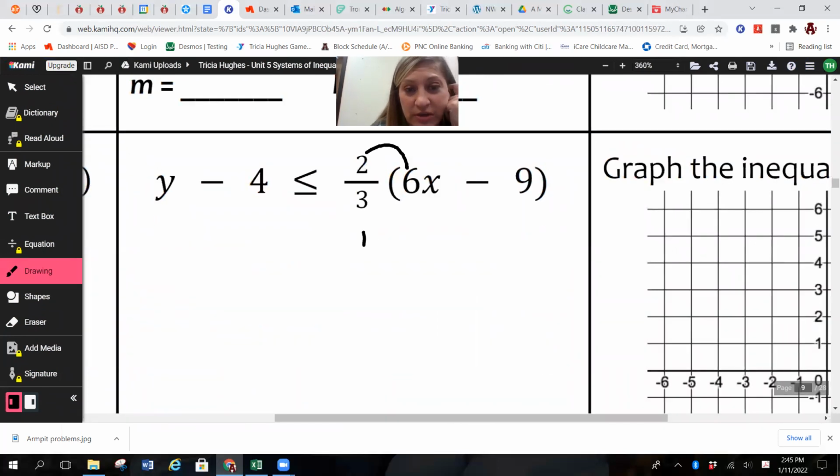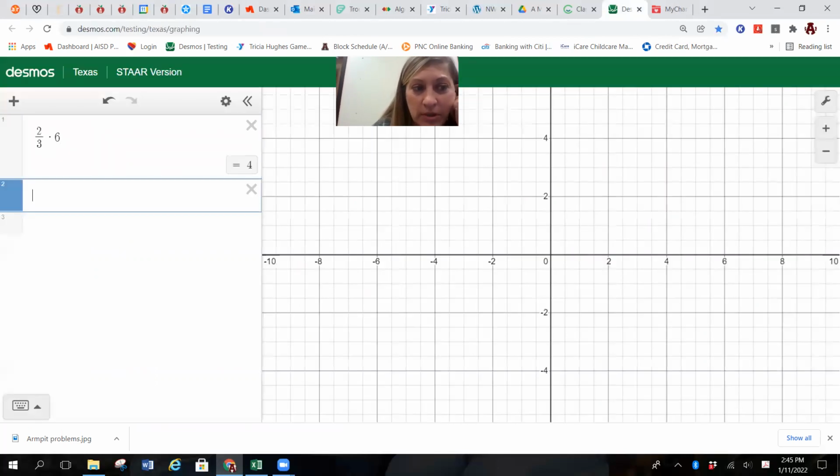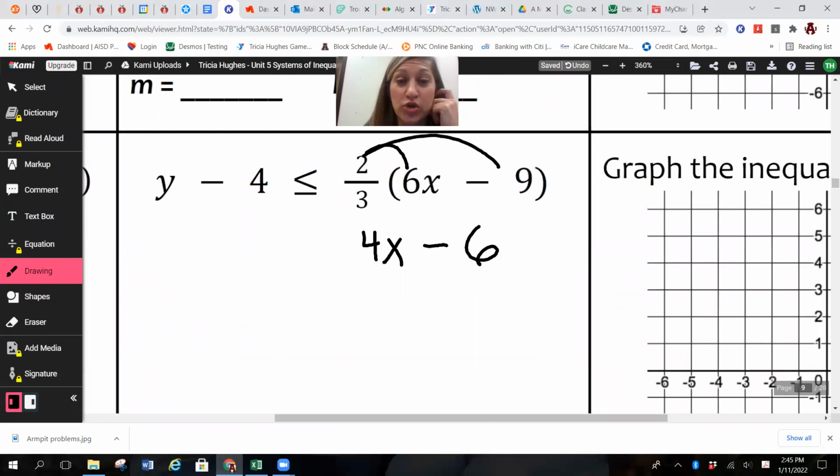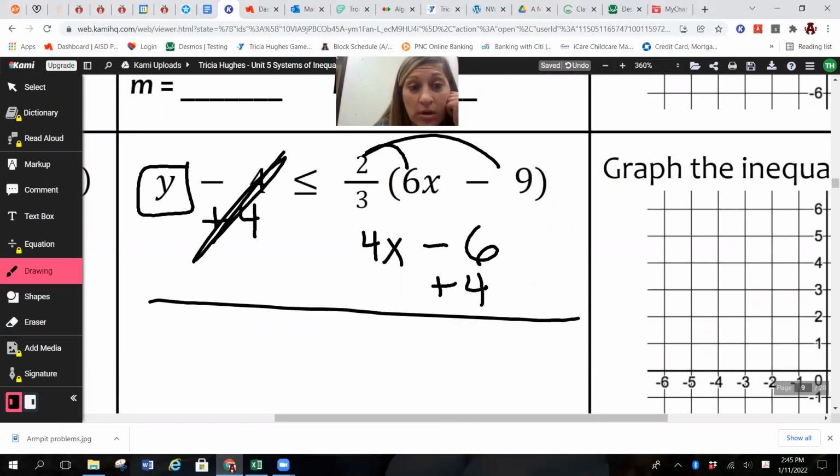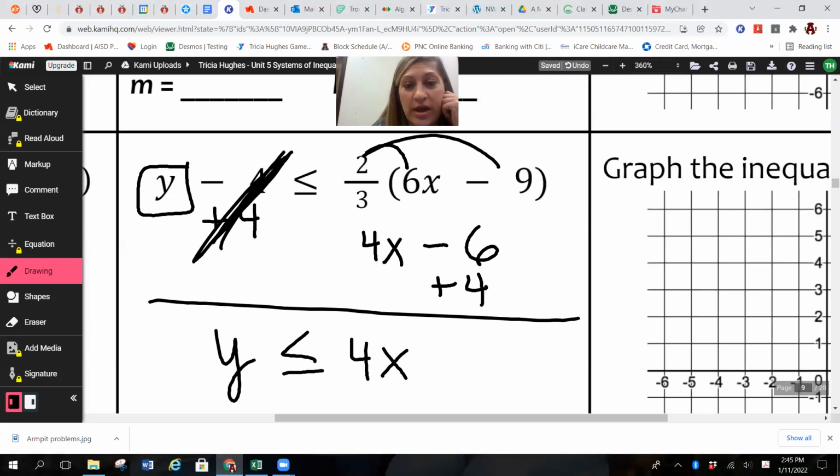2/3 times 6, we just said was 4x. 2/3 times -9 is -6. Make sure you put a -6. Okay, we did box the y. Now we're going to add 4 to both sides. Notice I'm going to add 4 to the same like term. Now I have y is less than or equal to 4x, and then we have a -2.